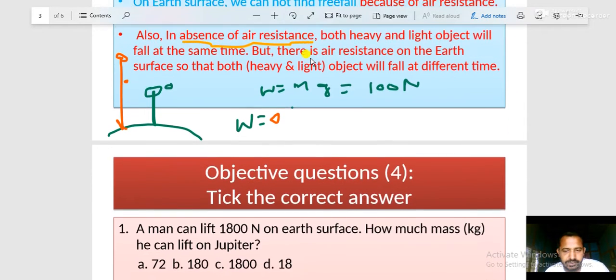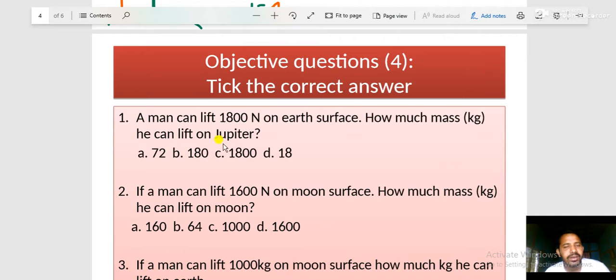Okay, let's go down and we'll solve this question. A man can lift 118 Newton on the earth's surface. How much mass can he lift on Jupiter? Now see, this is the case of earth. It is done on earth. And how much mass can he lift on Jupiter? It is the action on Jupiter.